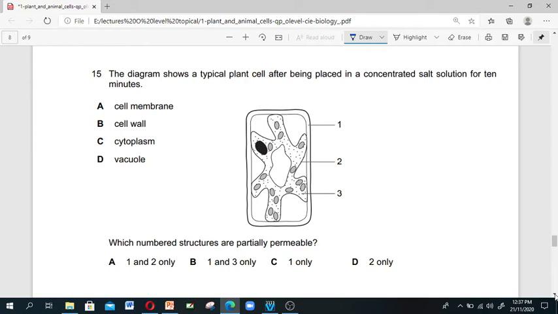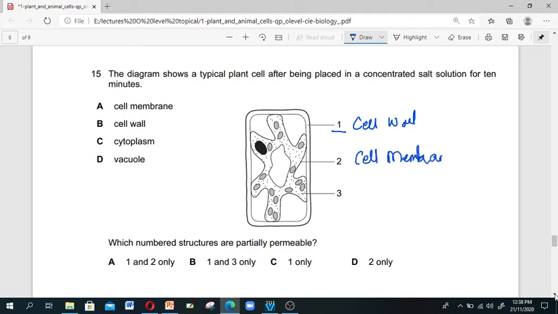Okay. The cell labels are A, cell membrane, B, cell wall, C, cytoplasm, D, vacuole. Which numbered structures are partially permeable? So this is the cell wall, this is the cell membrane, and this is the cytoplasm. So which numbered structures are partially permeable?